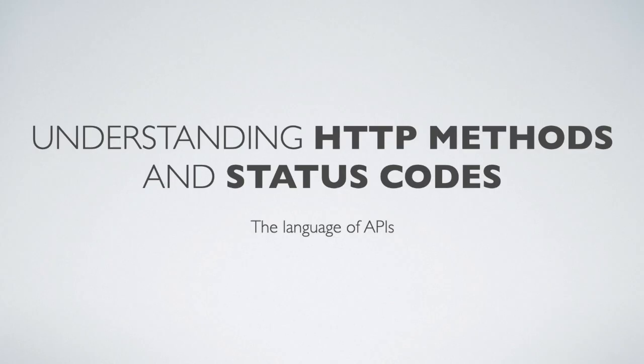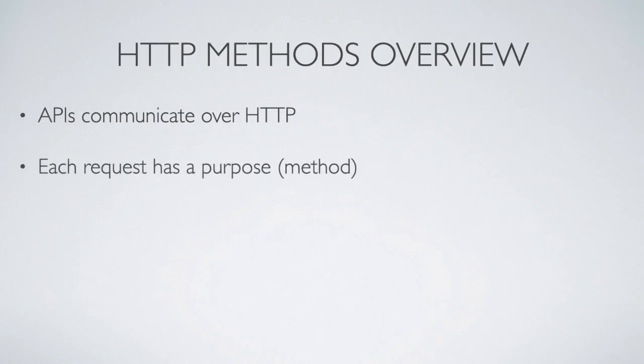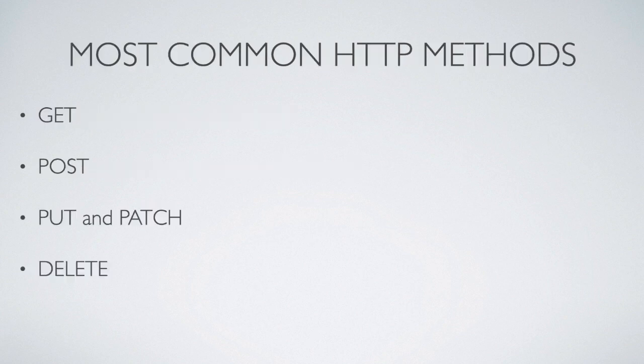Before we jump into building real API endpoints, it's essential to understand how APIs actually communicate. Think of this lesson as learning the basic vocabulary of how the internet talks. So, APIs work over a protocol called HTTP, and each request you send has a specific method that tells the server what kind of action you want to perform. You can think of these methods like verbs in a sentence. They describe what you want to do with the data. Let's go over the 4 most common ones you'll use in API development.